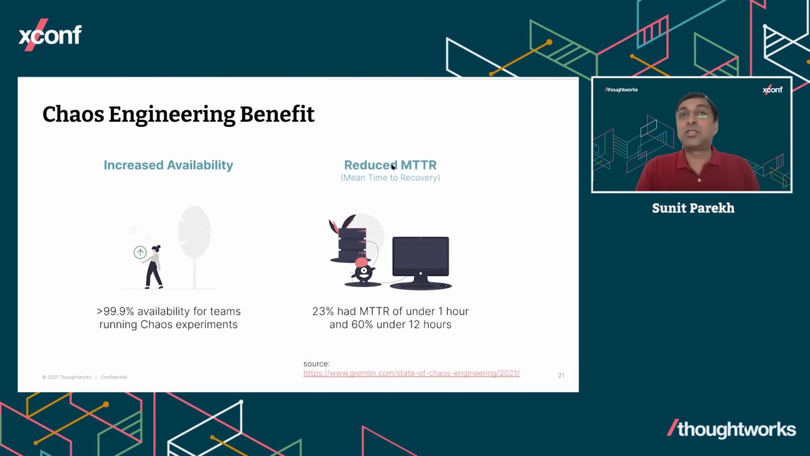They also see reduced mean time to recovery. It's like, if an application fails, how fast can you bring it up? You can practice that also with chaos engineering. Companies have seen 23% MTTR under 1 hour and 60% under 12 hours. So these are great benefits for you to start adopting chaos engineering in your applications.